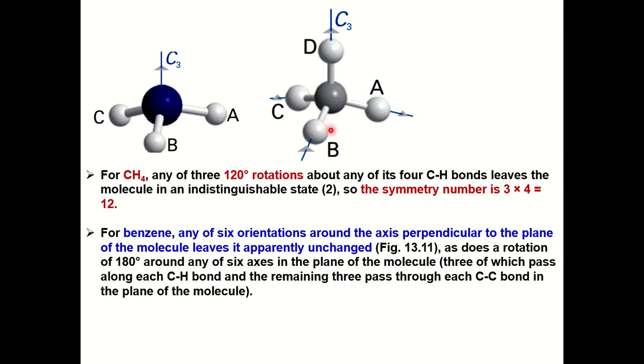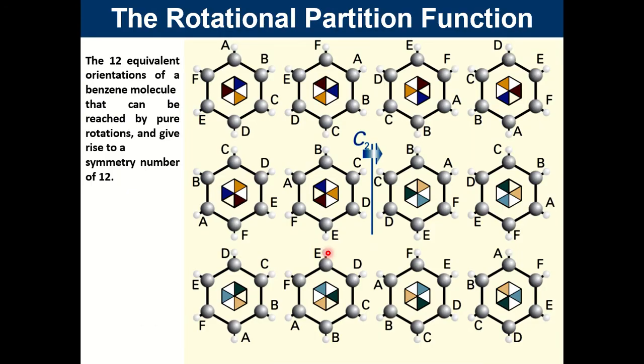Similarly, you can analyze benzene. Any of the 6 orientations around the axis perpendicular to the plane leaves it unchanged. So what we are talking about is how we get the 12 configurations. If you have the C6 axis at this point, coming out of the plane of this screen, perpendicular to the screen, then you rotate it by 60 degrees. So A, B, C, D, E, F, you can perform 6 rotations, 1, 2, 3, 4, 5, 6.